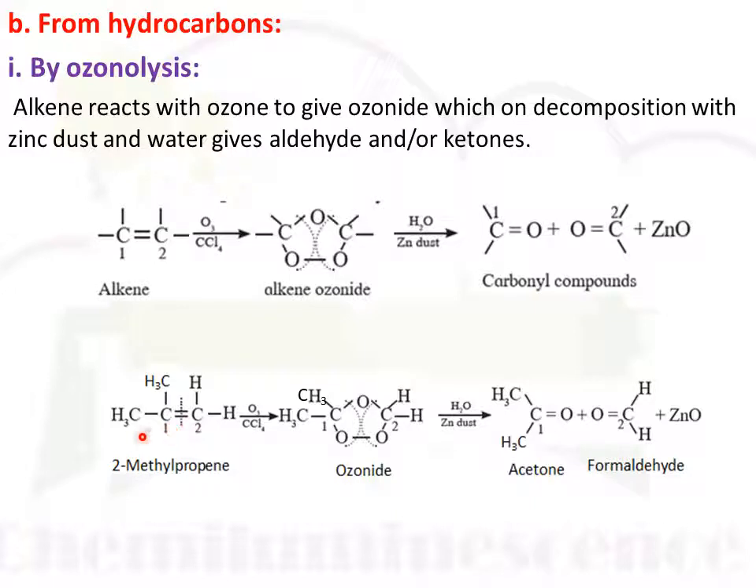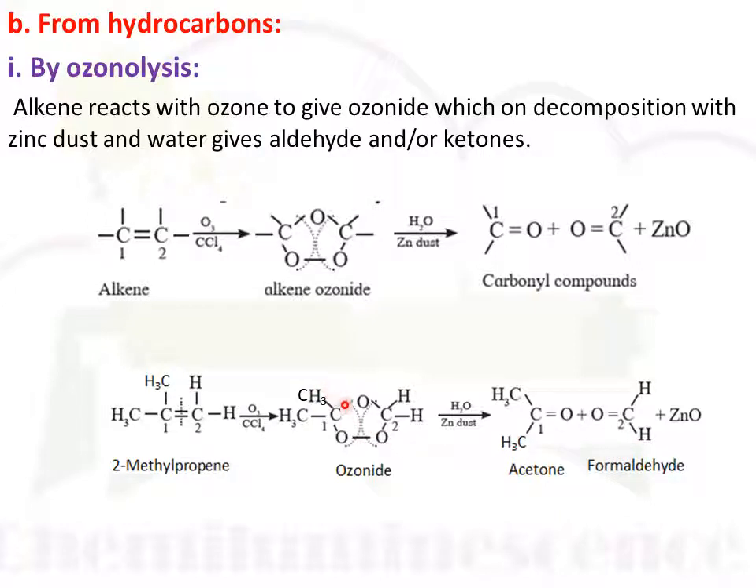Here 2-methylpropene is used as a reactant. A carbon-carbon double bond is present, that is, it is an alkene, which on addition of ozone forms ozonide. This oxygen enters through the carbon-carbon double bond and forms this ring-like structure. Here you can see that this single oxygen is linked at the upside, and these two oxygens are linked at the downside. Then on decomposition using zinc dust and water, it forms acetone and formaldehyde as products.